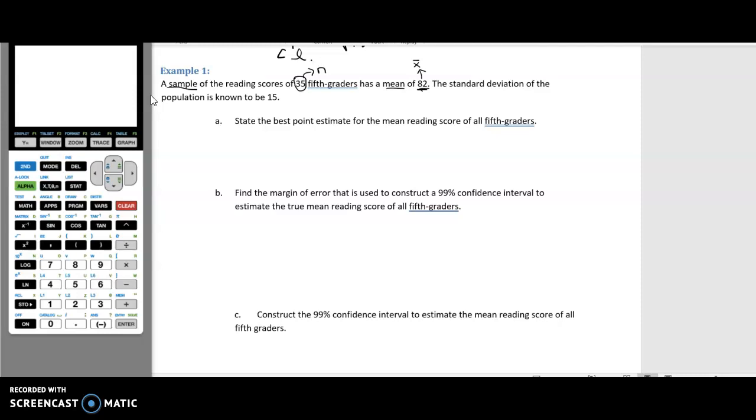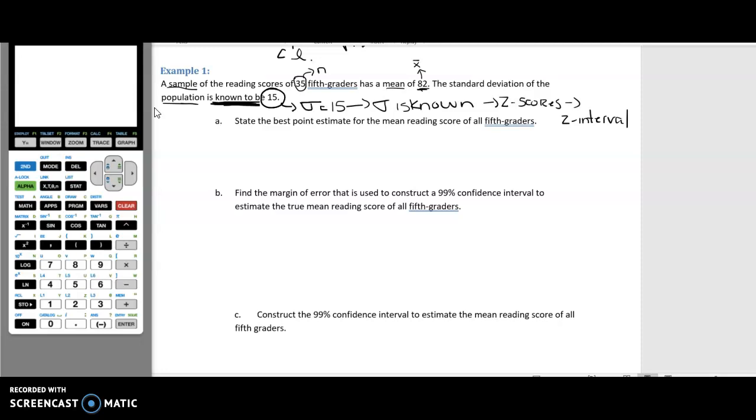The standard deviation of the population is known to be... So there's two keywords here: population standard deviation and "is known to be." This 15 here, that's the population standard deviation, that's sigma. So sigma is known, right? That's how you know: if sigma is given in the problem, you're going to use z-scores, and we're going to be creating a z interval.